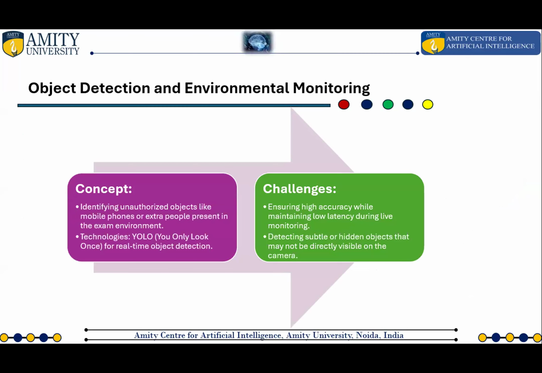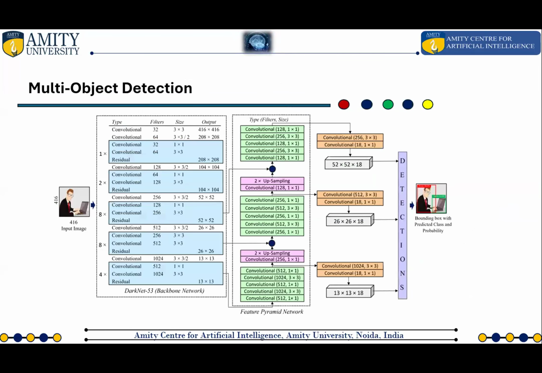Similarly, the next part is object detection. Suppose a person is using a mobile phone in front of the screen. You can detect those objects also, because we have object detection models. I have made the architecture for it.